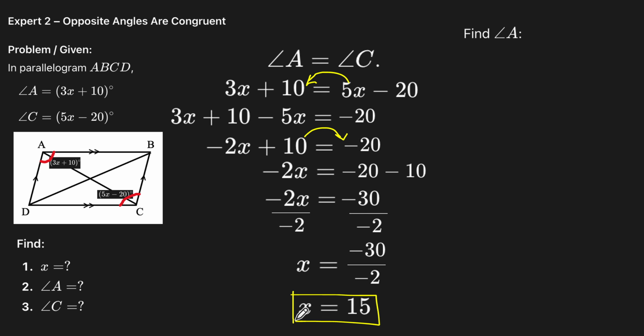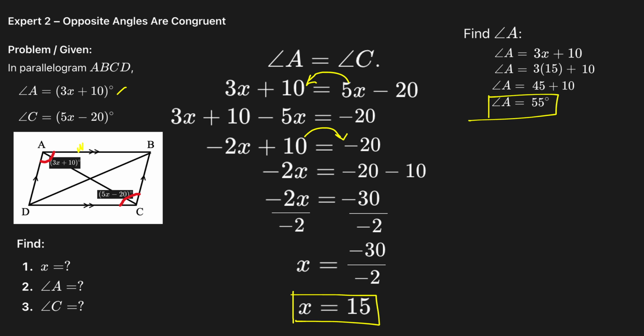The next thing that we need to do is to find the angle A. What is angle A? Angle A is equal to 3x plus 10 from the given. Okay? So the next thing is we just substitute the x here. So we have 3 times 15 plus 10. That is going to be equal to 45 plus 10. When you add them, 45 plus 10, that is 55 degrees. So the angle A here is equal to 55 degrees.